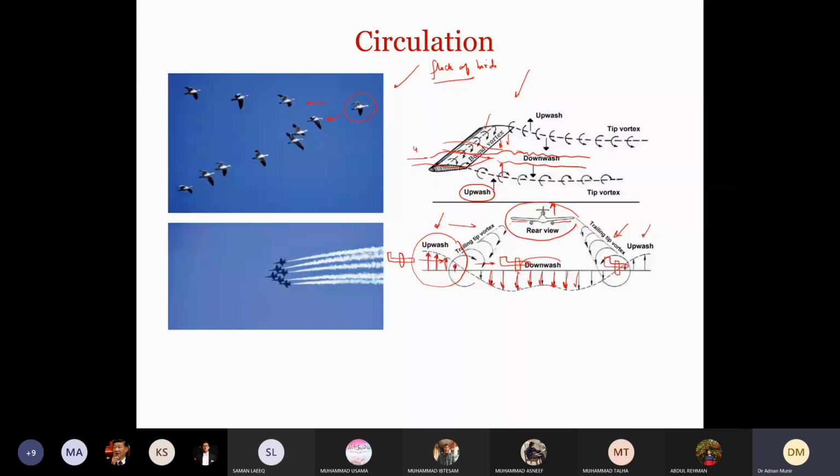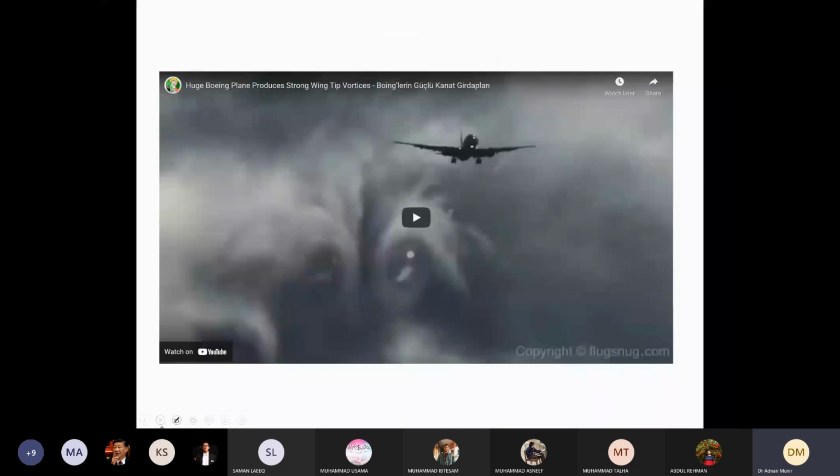So now here you can also see the coordinated motion of different aircrafts which are flying together. Okay, so this is the significance of circulation, upwash and downwash. Now we'll also quickly go through a video on this.